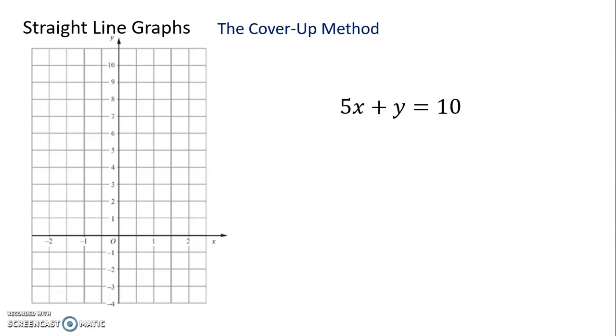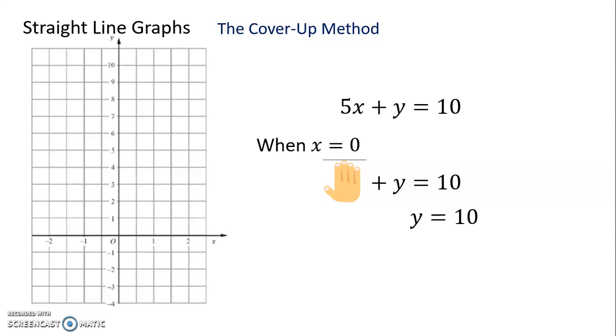Okay, could you pause the video and see if you can use the cover-up method to find the 2 points where this equation crosses the axes, and then use that to draw your graph. Okay, so first of all, when x is 0, cover up the 5x. That should have said 5x there, not 3x. And that tells us here that y is equal to 10.